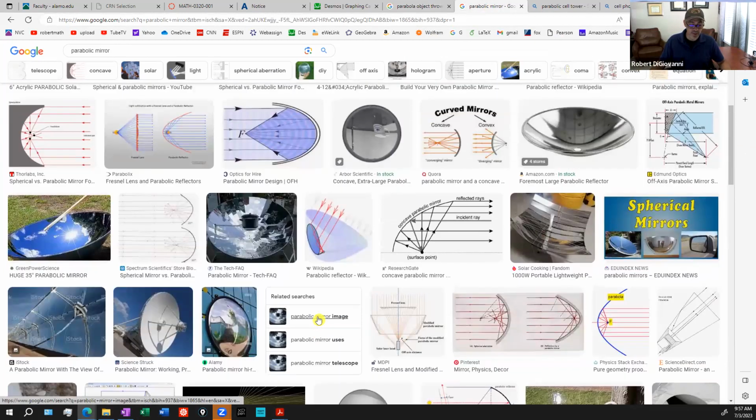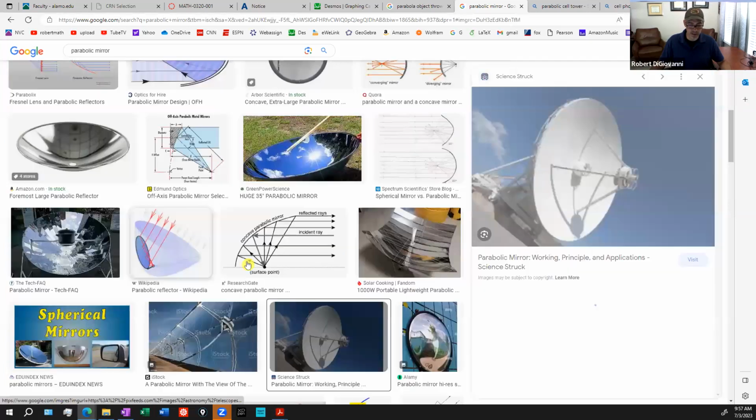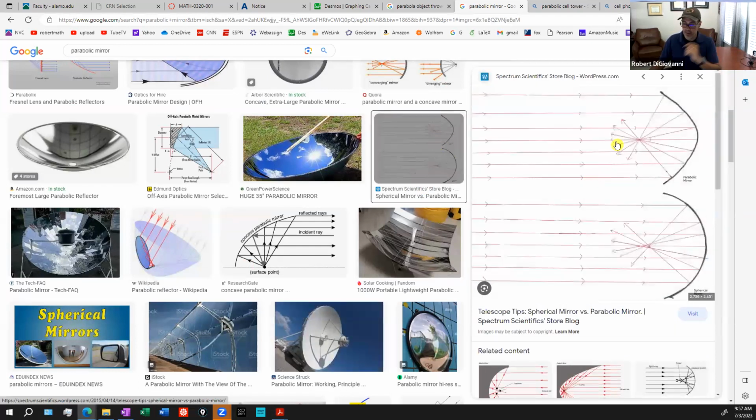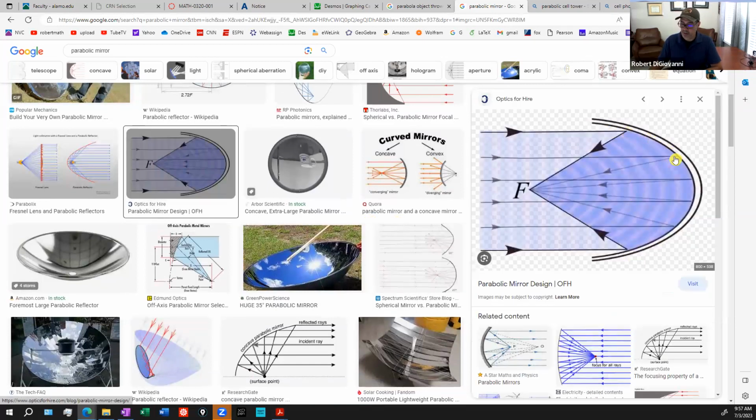All satellite dishes use this. This is a good picture of a satellite dish here. It's an old school one. But this shape, this thing in the back here, is a parabolic shape. If you look at it from the side, it looks like a parabola. Well, that's not a good picture. Here's a good picture. So it's like a curve, right?